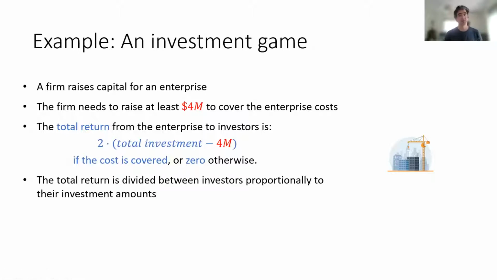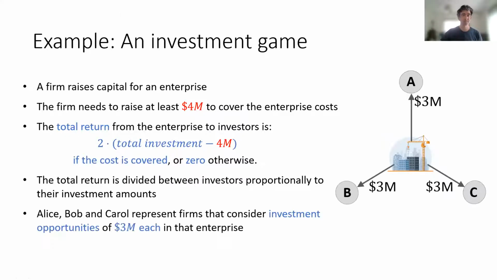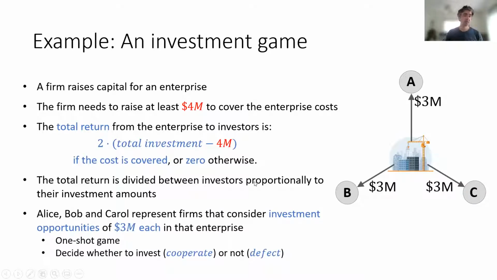And the total return is going to be divided between the investors proportionally to their investment amounts. Well, let's say that Alice, Bob, and Carol represent firms that consider investment opportunities of $3 million each in that enterprise. So in the drawing here, the arrows point in the direction towards the investors, in the direction of the returns. And this is going to be a one-shot game in which every player needs to decide whether to invest, which we call cooperate, and then he will get whatever he gets from the returns, or not to invest, which we call defect, and then he can keep the investment amount.